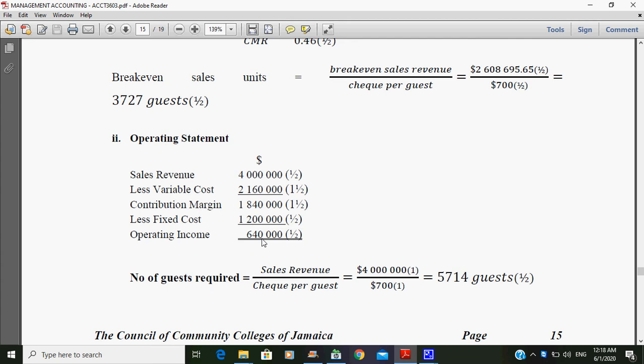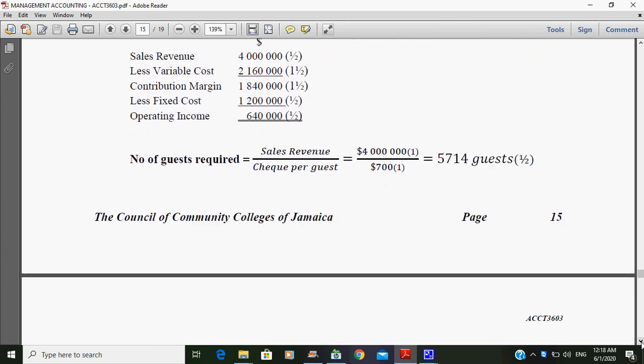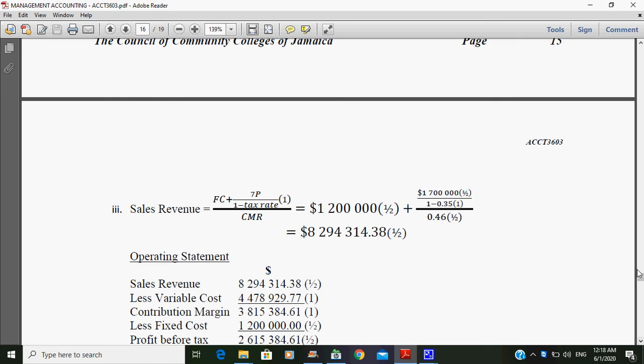The other part of the question asks for the number of guests required. Same thing you did a while ago, you're going to divide the sales revenue by the check per guest. 4 million divided by 700, and you get 5,714 guests. Alright, that's for that one. Let's go back up top now.